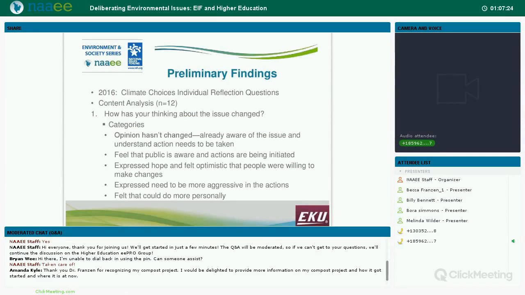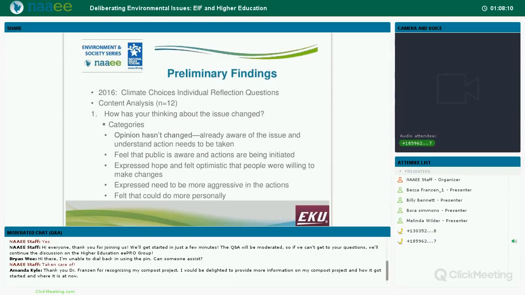So the next slide that we're looking at is based on doing the forum with the environmental issues class. Again, we have a very small population there, so you can see the number of students that took part in this was 12. And then these are the follow-up questions. How has your thinking about the issue changed? If you look there, you can see that opinions haven't changed because of the very homogeneous makeup of the class. They felt that they were already aware of the issue and understood the actions that need to be taken.